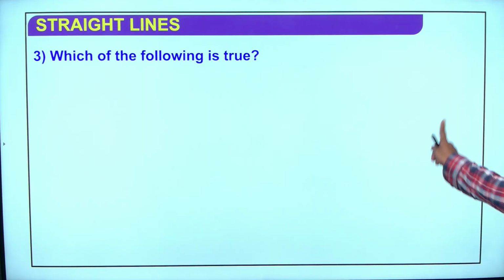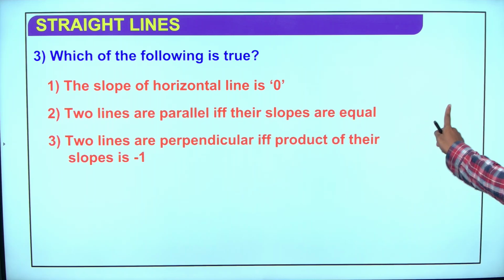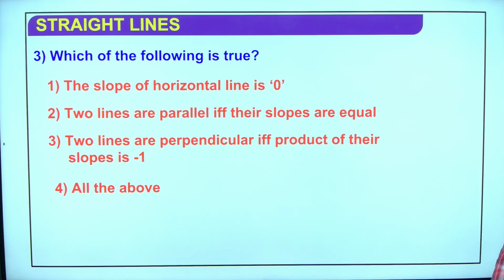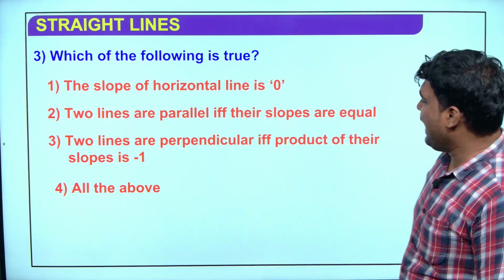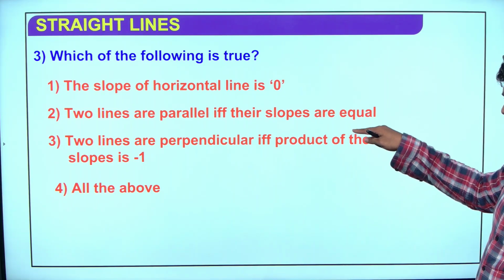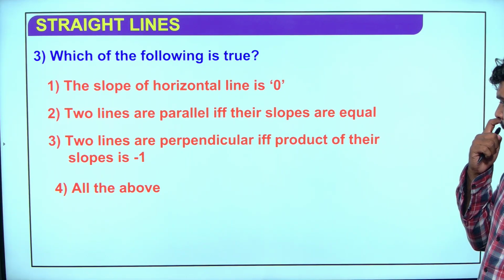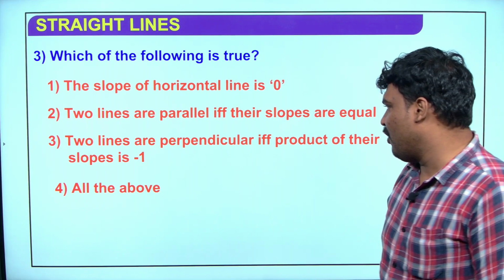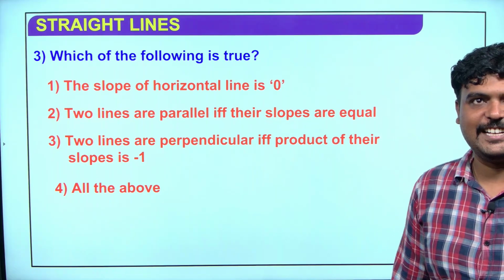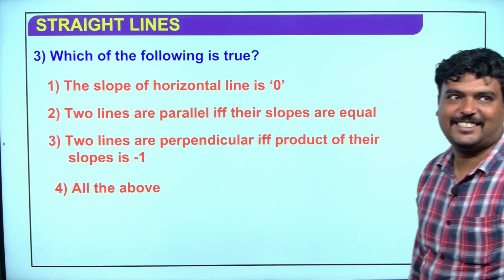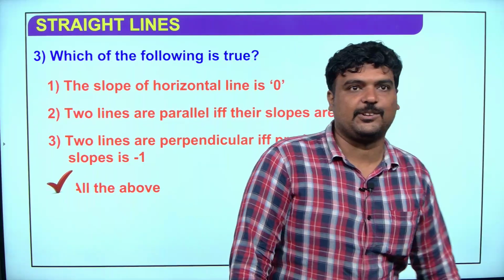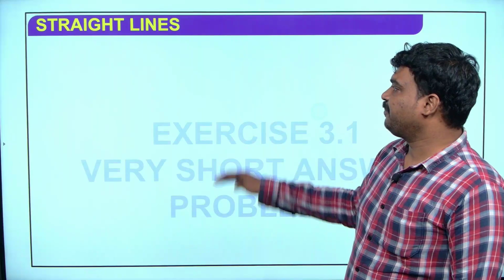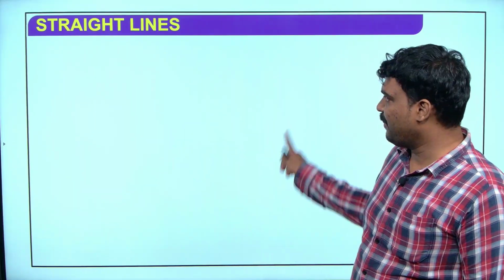Now the next one. Which of the following is true? The slope of the horizontal line is 0. The two lines are parallel if and only if their slopes are equal. All of the above. Are you sure, guys? Yes, sure. All of the above is the right answer. So everything is true. Okay, we can go for the problems.